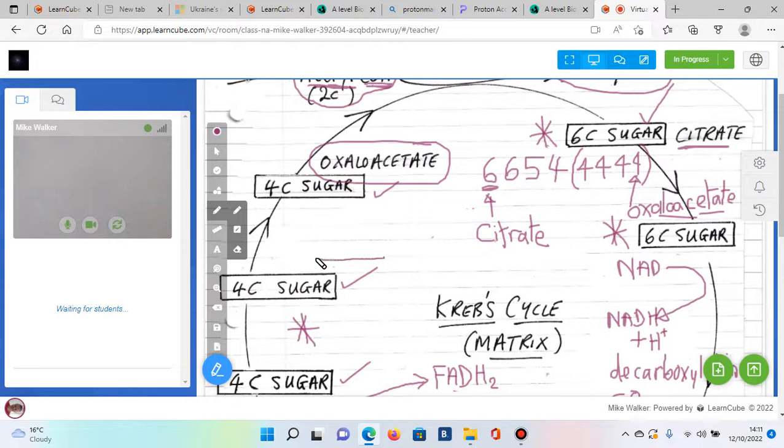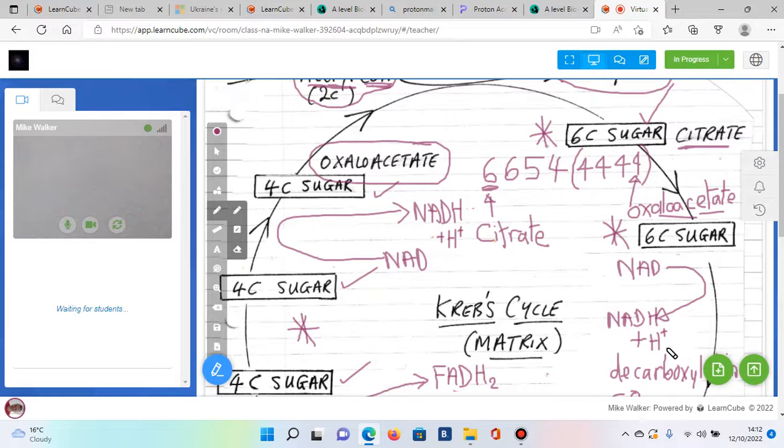Then we've got our final reduction of NAD to NADH here. Now then, let's just have a little think. We've got our complete cycle now.